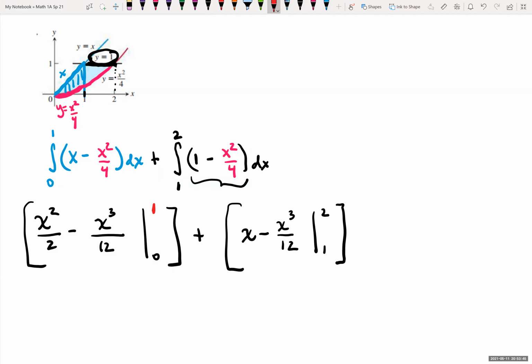So plugging in our upper bound first, we get 1 squared is 1, and 1 over 2 is 1/2, minus 1 cubed, which is 1, all over 12. Now plugging in 0, I notice I don't have to worry about putting in parentheses because 0 squared over 2 minus 0 cubed over 12 is 0.